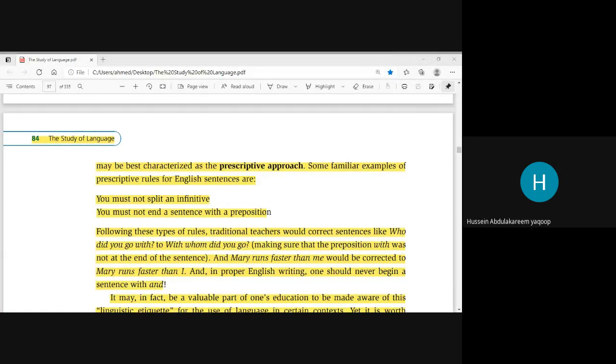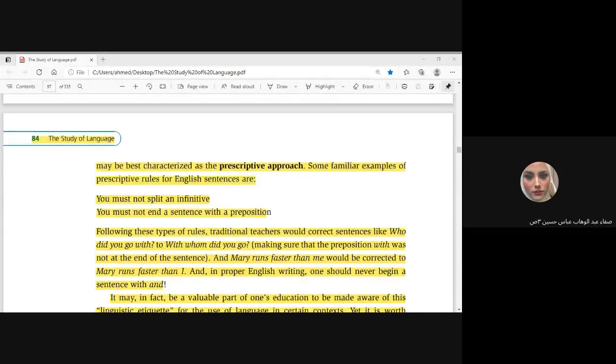Okay, Safa Abdul Wahab, this is your third participation, maybe the fourth. Yes, Safa, please. Let me listen to your ideas. An approach to grammar that has rules for the proper use of language, traditionally based on Latin.